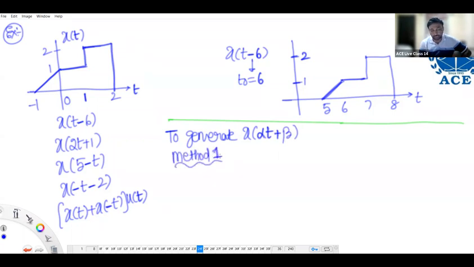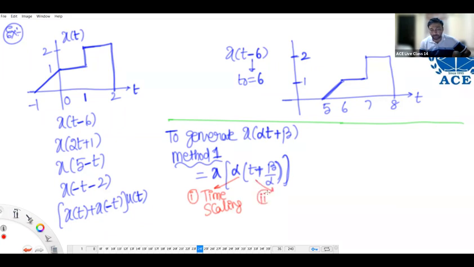First method, take alpha common internally, it becomes t plus beta by alpha. So first operation is x of alpha t, that is time scaling. Second operation is, depending on beta by alpha, it may be right or left shift. Once you separate out alpha, automatically first step is scaling. Later on, that signal is shifted.